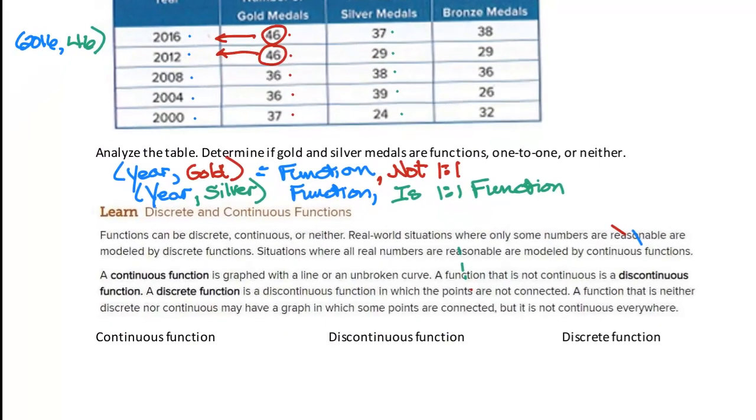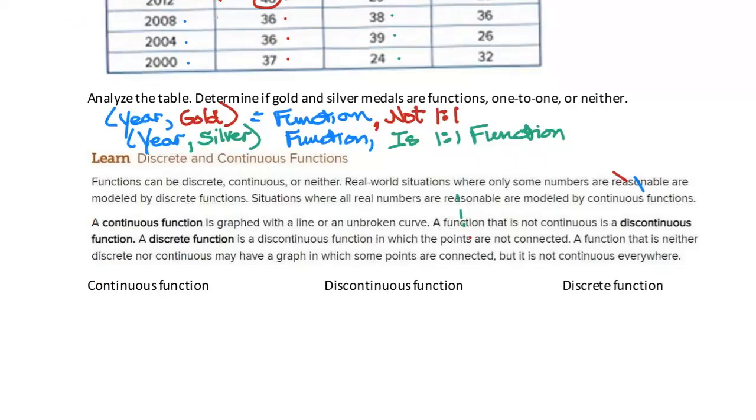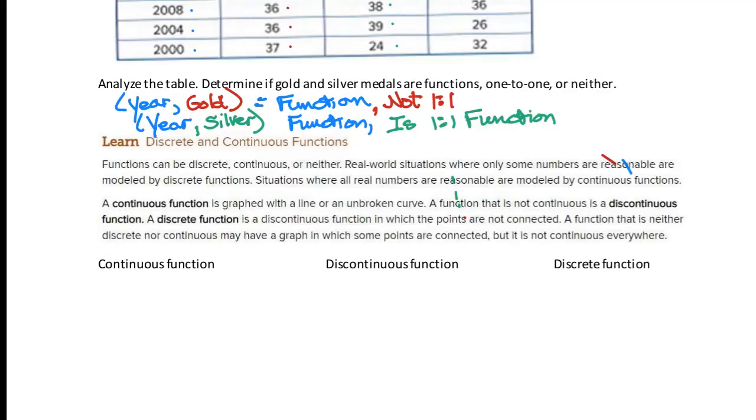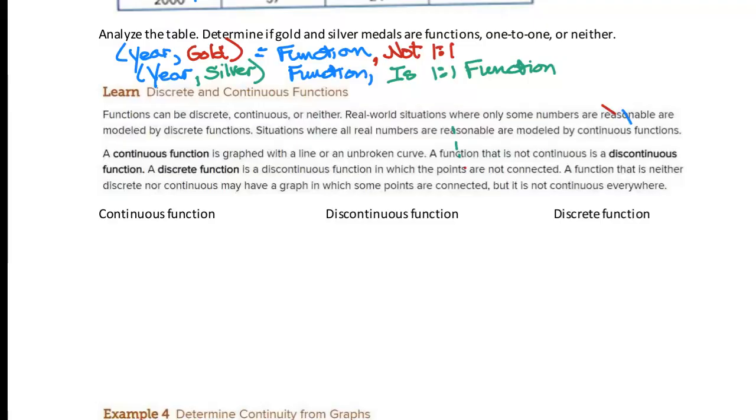Okay? Questions on that? All right. So now you can look at these things. You know how to find ranges and domains of graphs and tables, and you can determine if they are functions or if they are one-to-one. All right, the next part.